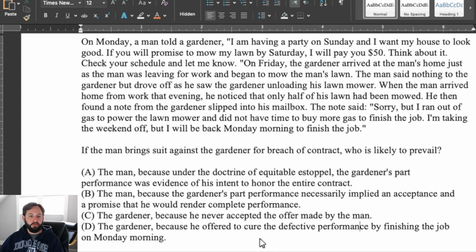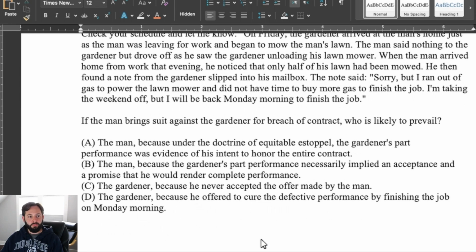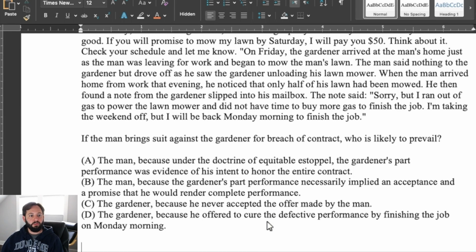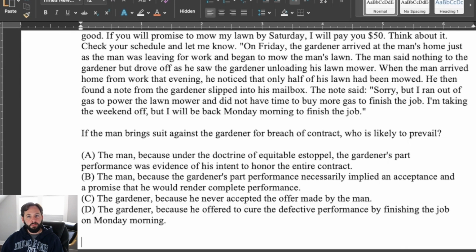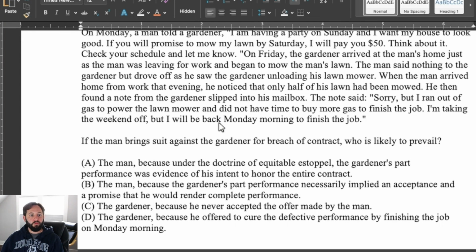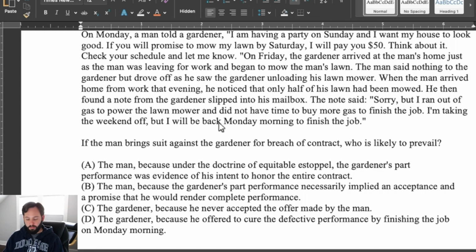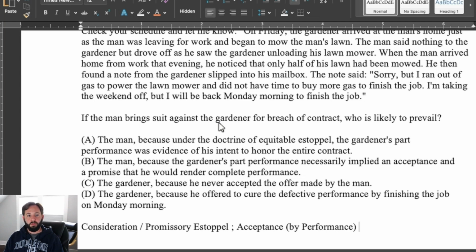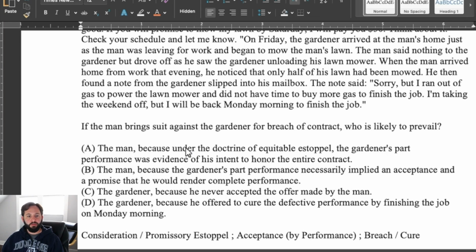And so let's make even a little bit of a list for ourselves. So this could pertain to a couple of different issues. Let me make sure this gets onto your screen. So we want to be looking at issues including consideration or promissory estoppel, acceptance by performance, and maybe breach and cure. And that's it. And so what do we know about these things right off the bat?